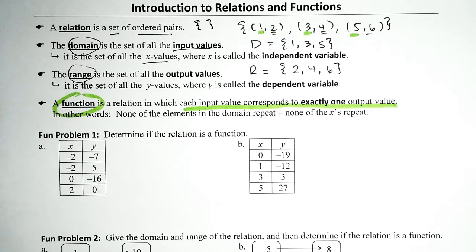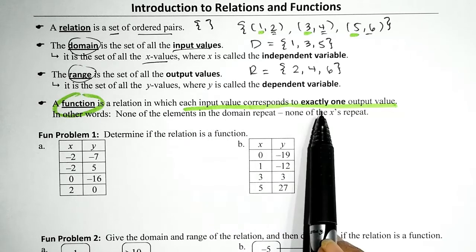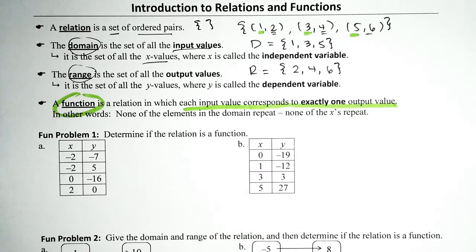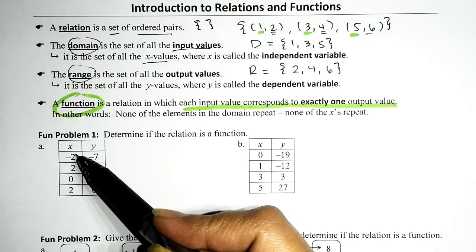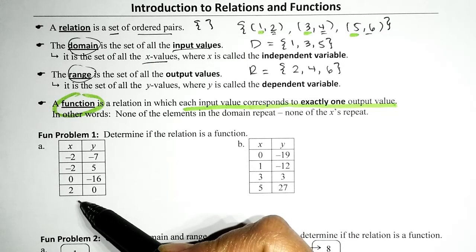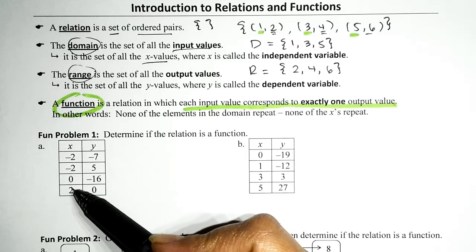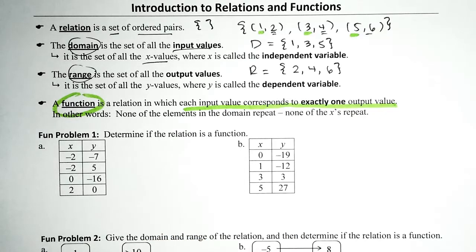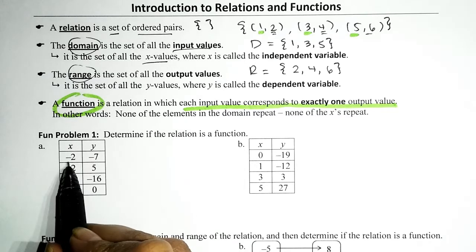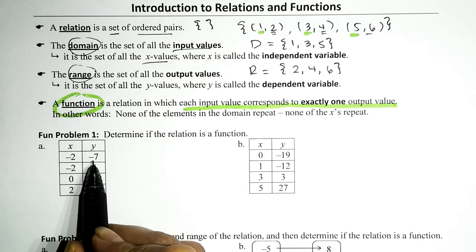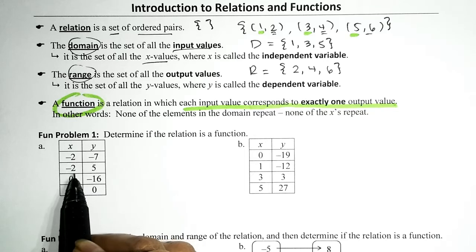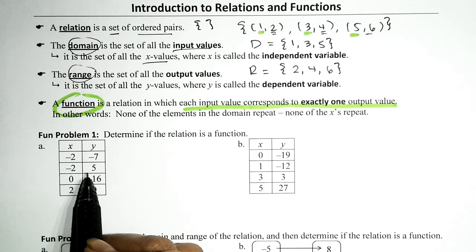So the question is, determine if the relation is a function. What's the definition of a function? It's a relation where each input value corresponds to exactly one output value. So this is how it's going to go down. We look at all the input values, or all the x's, and ensure that they correspond to exactly one output value. Our first problem: when the input is -2, the output is -7. But I lie. When the input is -2, the output could also be 5.